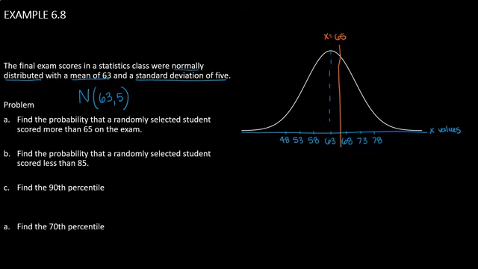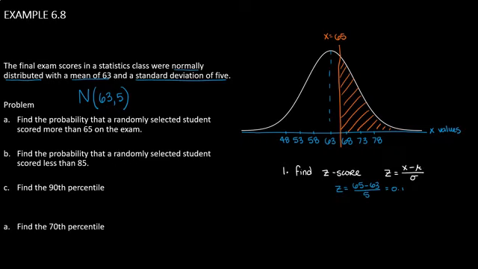And if I'm looking for scores that are higher than that, then I'm looking for area to the right of that value. I can solve this problem using a table of values, but first I have to convert my variable value, x equals 65, into a z-score. So if I convert 65 into a z-score, I find that the z-value is 0.4. Then from here I'm going to read my table to find the probability that z is greater than 0.4.